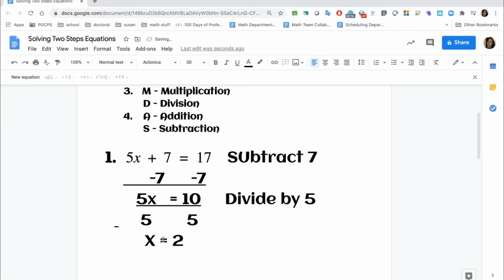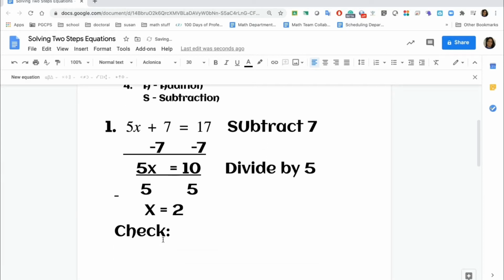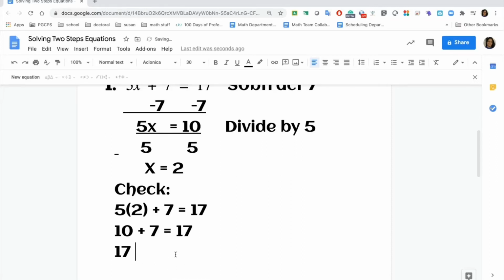Then how are we going to justify that? Let's check our answer. Substitute x into the equation. The equation is 5 times x, which is equal to 2, and then plus 7 equals 17. So 5 times 2 is 10, plus 7 equals 17. So 17 equals 17. And this shows that the value of x is 2.